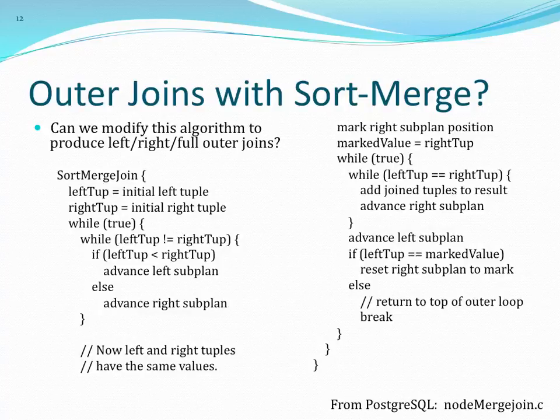What about full outer join? Same thing. We can do full outer join with this very easily. Anytime that you can add left outer join and right outer join easily, you know you can do full outer join easily. So just the same thing.